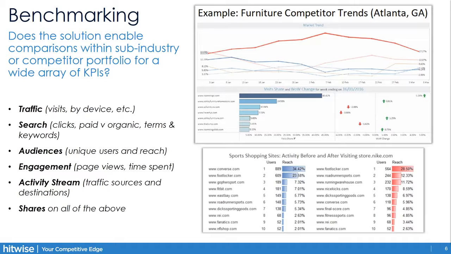The solution that you're looking at should also focus on audiences. There you should be able to look at the number of unique users as well as the reach within target consumer segments. Reach is important to put that absolute number within context to understand what your opportunity is. Engagement metrics are important, things like page views and time spent and how engaged the audience is with your site or your competitor's site. Don't forget activity streams, so understanding the sources and destinations of traffic for you and your competitors. That's important to understanding where your opportunities are to steal traffic away from competitors and conquest traffic. And of course, the ability to see a share metric across all of these dimensions. Being able to put it into perspective within your industry or your competitive set is super important.